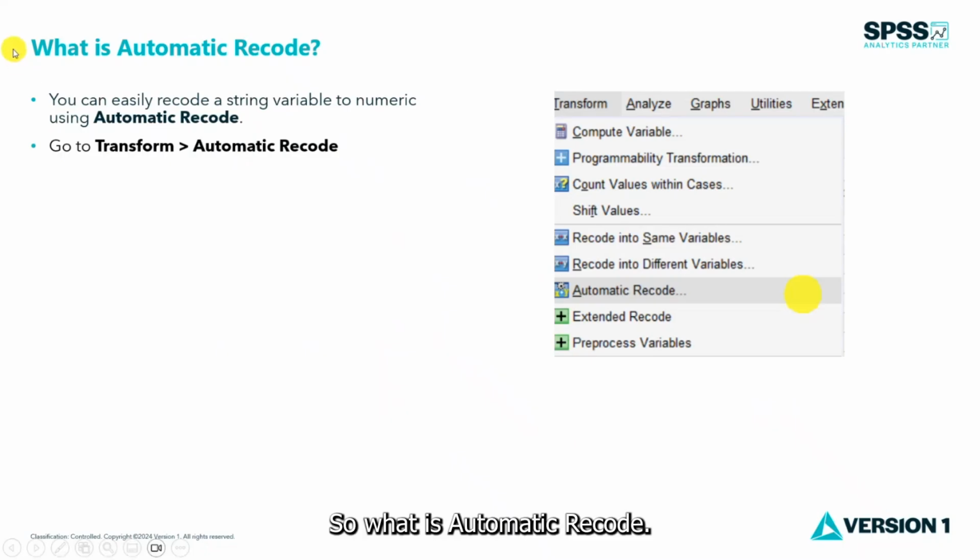So what is automatic recode? Well, you can use automatic recode to recode a string variable to numeric. Now to get started, you'll need to go to the transform menu and select automatic recode. So you can see the transform menu is here, and automatic recode is here.